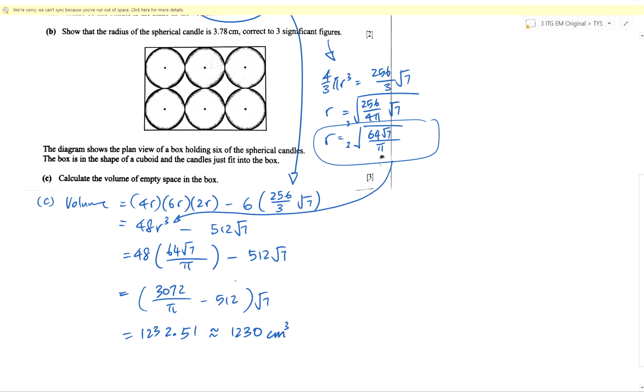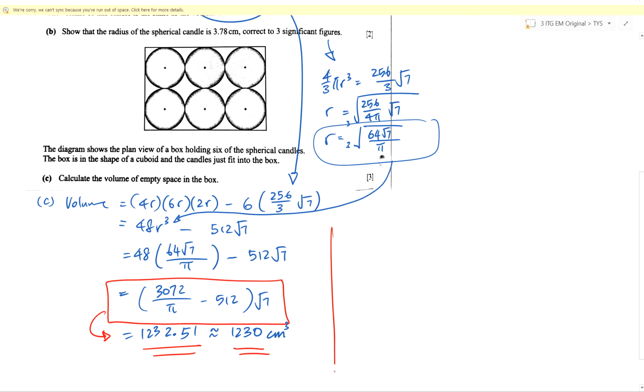So using all the exact values, I get this. After keying this into a calculator, we have this value and round off to 1230. In your answer booklet, the final answer is given to be 1240. So anywhere between 1230 to 1240 should be correct, as long as your method is correct, and your answer should be accepted.